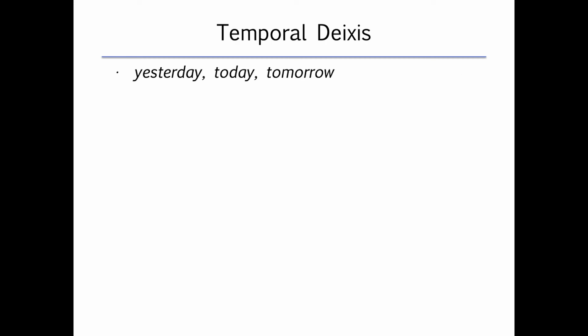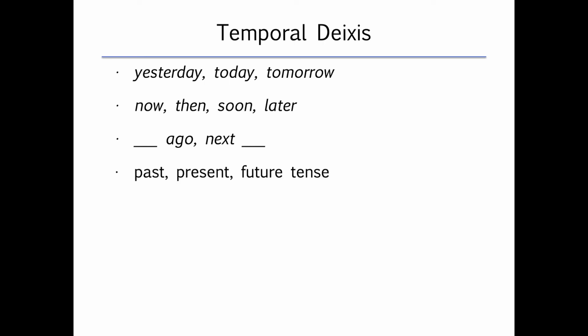Yesterday obviously works the same way. Its referent is relative to when it gets uttered. And the same is true for now and then, soon and later. English also has expressions like 3 weeks ago and next year that are deictic too. In fact, even the tense morphology on verbs is deictic.